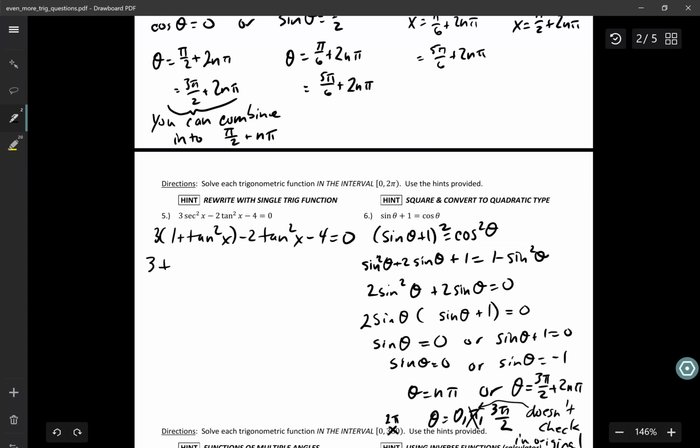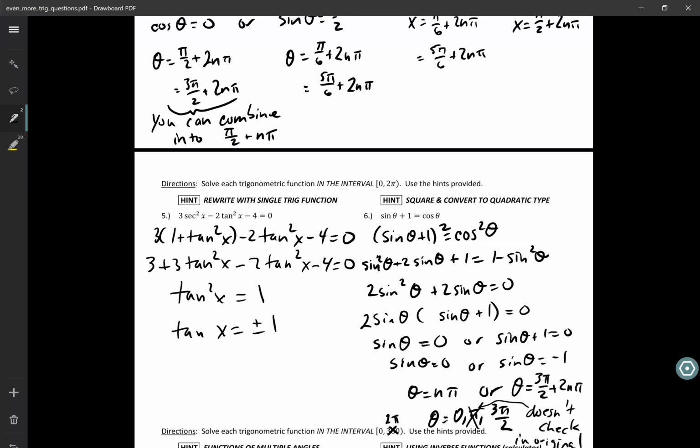Distribute that 3. So we get 3 plus 3 tangent squared x minus 2 tangent squared x minus 4 is equal to 0. If we simplify, this gives me tangent squared x. I have a minus 1, so I'll move it to the other side as a plus 1. And then take the square root of both sides. Now, in this particular problem, they ask you to find all the solutions in the interval from 0 to 2 pi. So I just need to go around and see in which quadrants I can find angles where the tangent is equal to either plus 1 or minus 1.